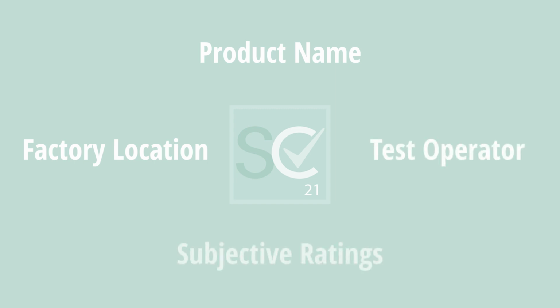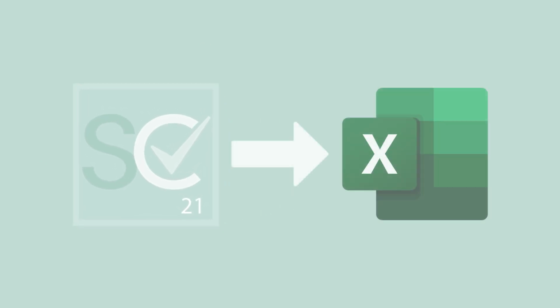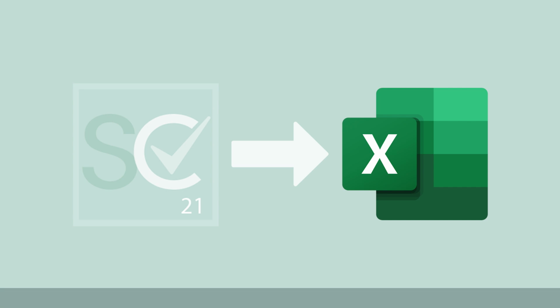Metadata was introduced in SoundCheck 21, and it's useful because it lets you save test information such as product name, factory location, test operator, or even subjective ratings along with the test results. Let's take a look at how to open up that data in Excel for further manipulation and analysis.